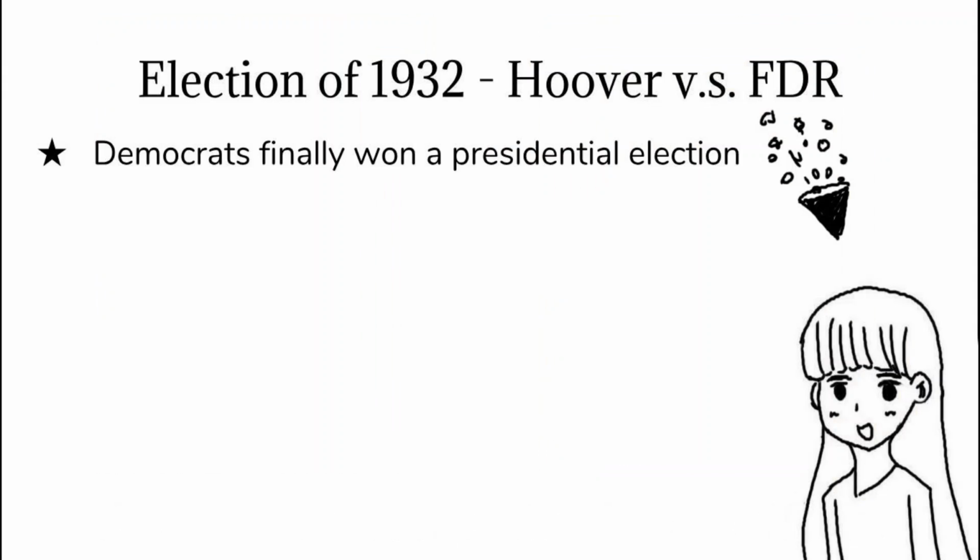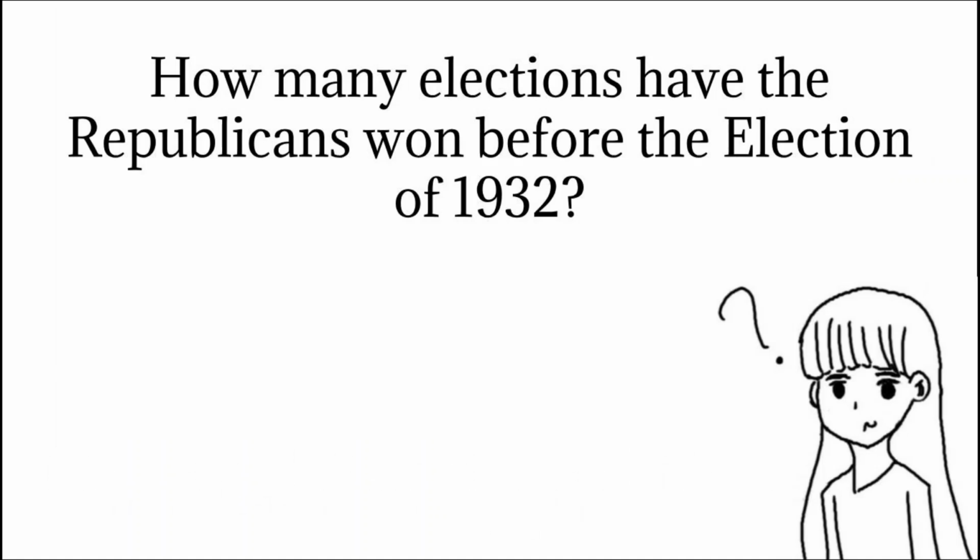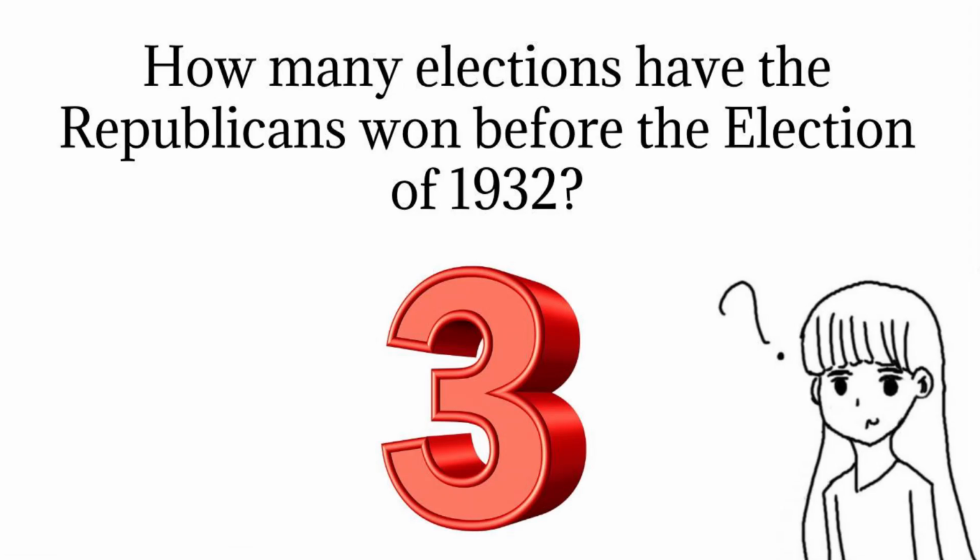Now we skip to the election of 1932, Herbert Hoover versus Franklin Delano Roosevelt. So the Democrats finally win a presidential election, and you can tell by the election of 1932 electoral map depicting Roosevelt's clear victory. As you can see by the mass amount of blue, it's very clear that he won. So you may be wondering, how many elections have the Republicans won before the election of 1932? The answer is 3. That's a lot.